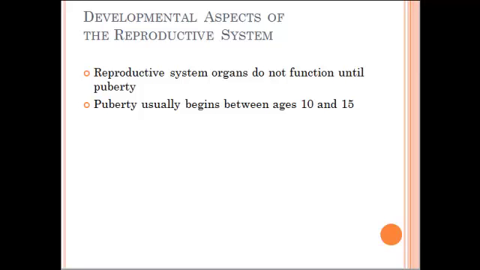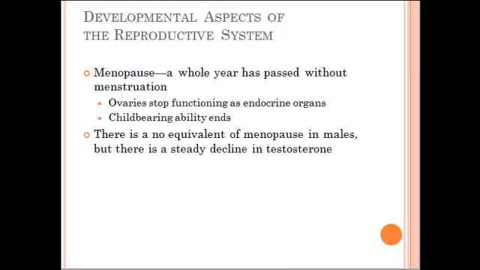Generally, females are going to go through puberty earlier than males. And then from puberty until menopause in females, a female is going to release an egg every month unless she's pregnant or there's something else going on. Menopause happens usually in the 40s, and menopause is when you have a whole year that's passed without a menstruation. Basically the ovaries stop functioning, stop releasing eggs. Childbearing is not a possibility after that point.